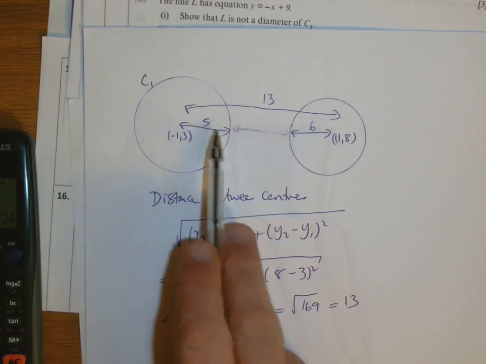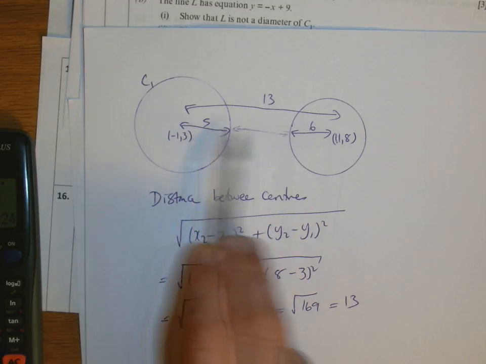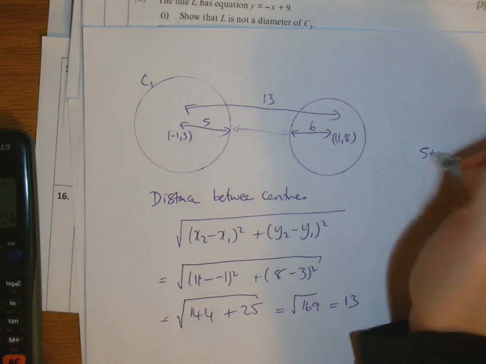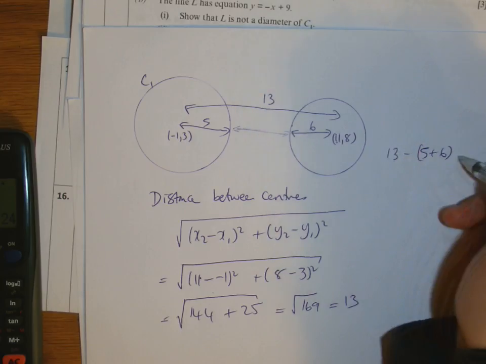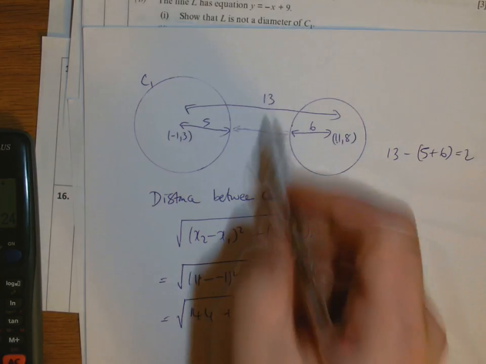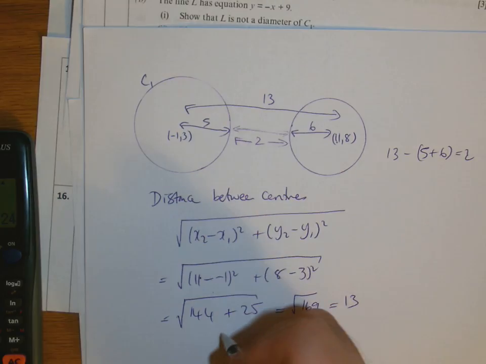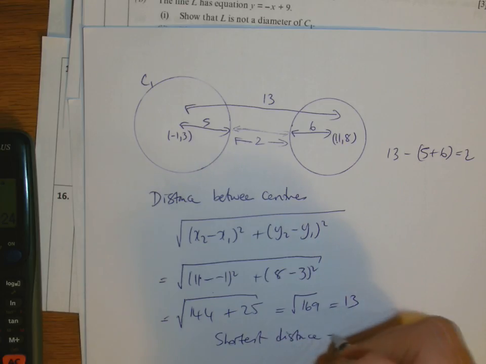Now looking at the shortest distance, I want this here, as I said, as the centres are lined up. I know that's 5, I know that's 6, so if you think about it, 5 plus 6 will be 11. And all I've got to do is take it away from 13 just to see what the gap is in between there. So 2, okay, the shortest distance is 2, just by my reasoning there.